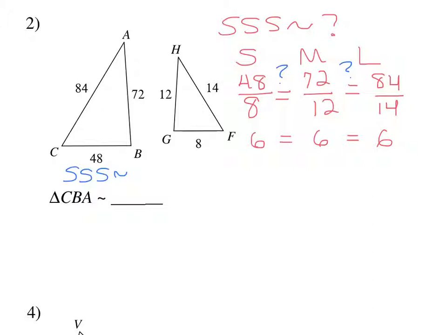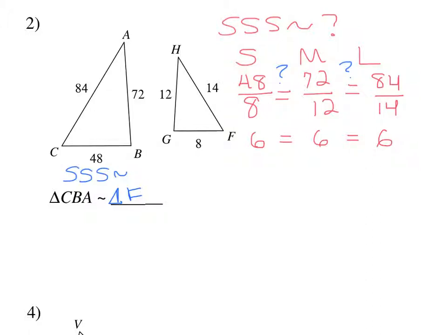What we need to do now is finish this similarity statement in this blank right here, and make sure the letters are put into corresponding order. So side C, if you look, is across from that middle length side. So we want to find the middle length side over in this triangle, which is 12, and go across from it. And so my first letter should be F. Make sure you put your triangle symbol, F.